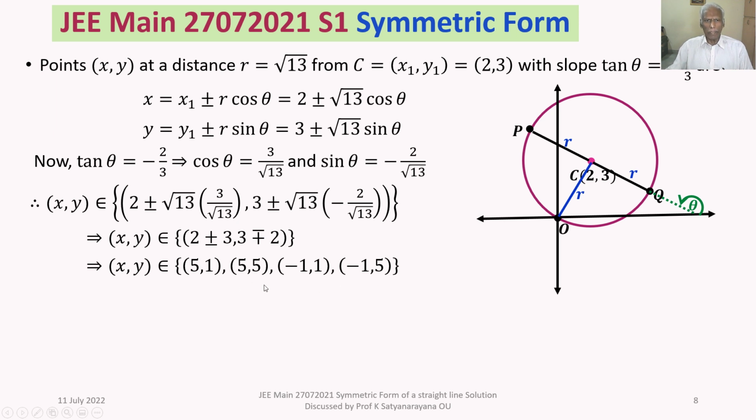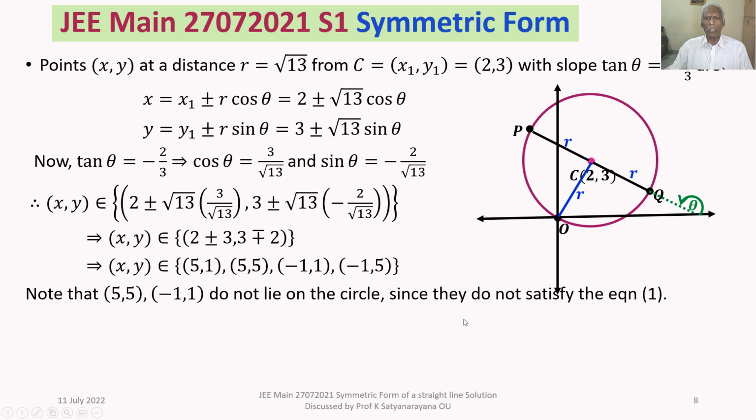Among these, (5, 5) and (-1, 1) do not satisfy the equation of the circle, and hence they do not lie on that circle. So note that these two do not lie on the circle because they do not satisfy the equation of the circle given in 1. Agreed. The remaining 2 points, (5, 1) and (-1, 5), you can check, they lie on the circle because they satisfy equation 1.